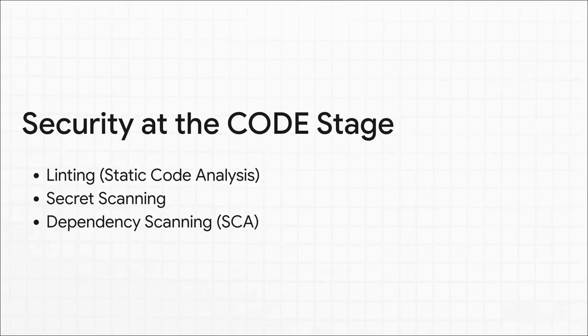So, our very first chance to catch something is right here. At the code stage, the second a developer hits commit. We can automatically run checks for code quality, we can scan for secrets to make sure nobody accidentally checked in an API key, and we can do dependency scanning, which is also called software composition analysis, or SCA, to check our open source libraries for any known issues. This is your fastest, earliest line of defense.